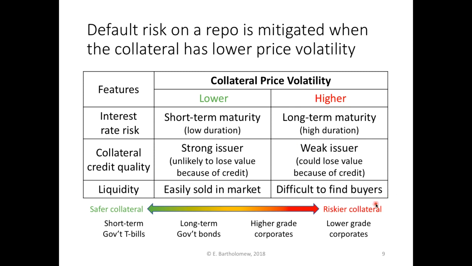So in looking at the types of collateral that would be safer and the types that would be riskier, we would see government T-bills as being the safest: low duration, strong issuer, and typically very good liquidity. And then at the other extreme, we would have lower grade corporates that might have all of those in this category: longer maturity, so longer duration, weaker issuer, and potential difficulty in liquidating the collateral. And then these would be intermediate cases.